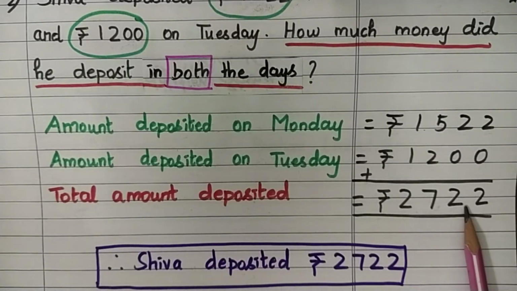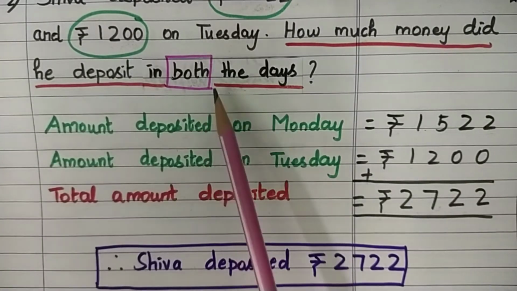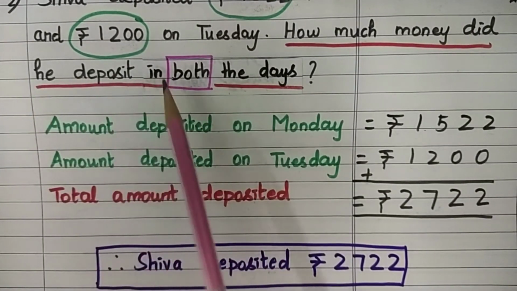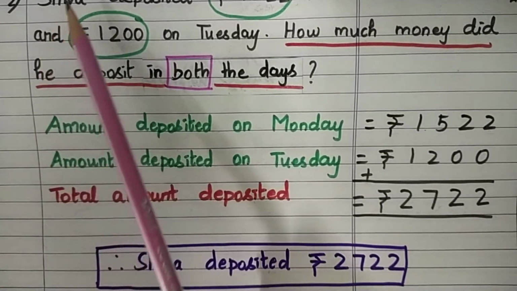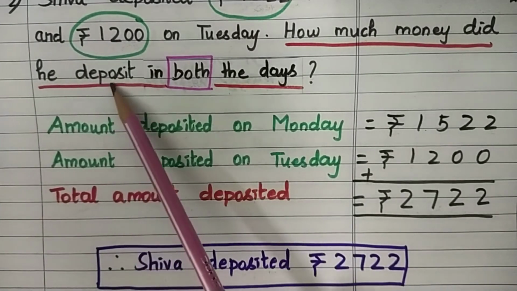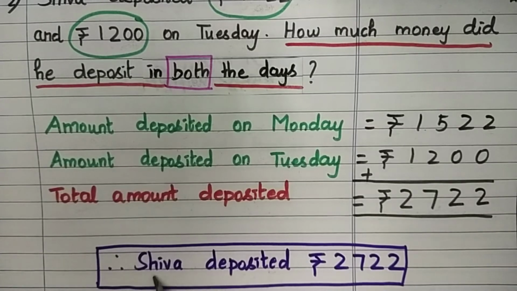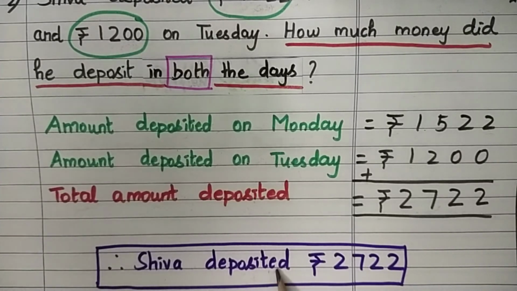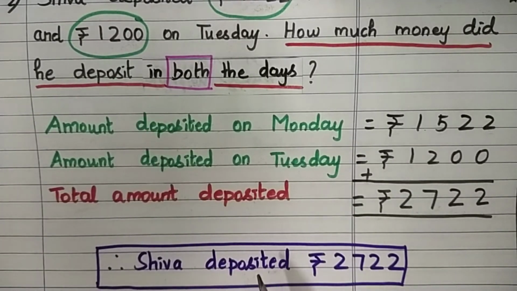After writing the answer, you have to write the final answer statement with the help of the question. She deposited in both the days 2722. So who is she? Shiva. So Shiva, deposit should be written in the past tense. Deposit in the past tense is deposited. Shiva deposited rupees 2722. Children, in this you have to remember, whenever you write a final statement, it should be in the past tense. Past tense of deposit is what? Deposited.